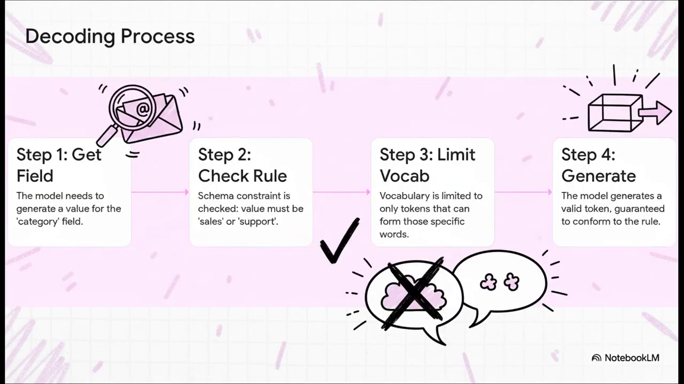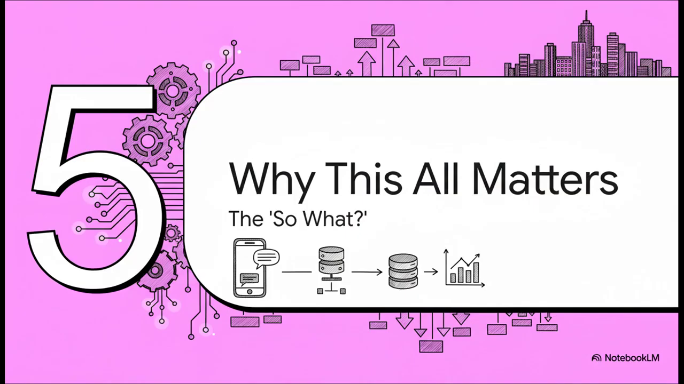Let's just walk through it step by step. Let's say the model gets to that category field from our email example. It checks the rule, the value has to be sales or support. At that exact moment, the system dramatically limits the model's entire vocabulary. The only tokens it is allowed to choose from are the ones that can start the words sales or support. It is fundamentally, physically impossible for it to generate anything else. That is the guarantee.